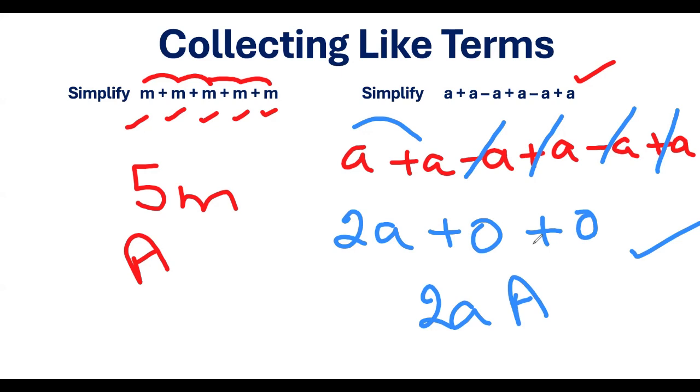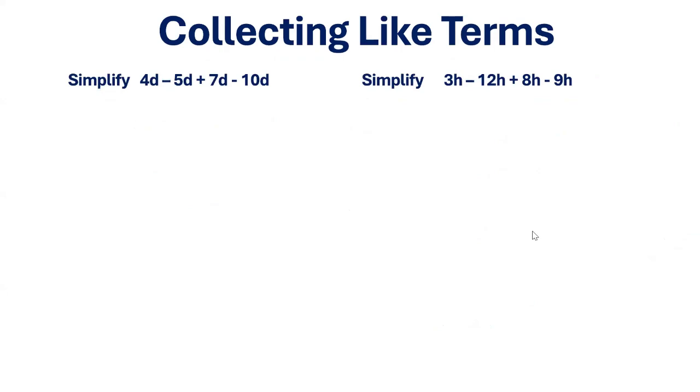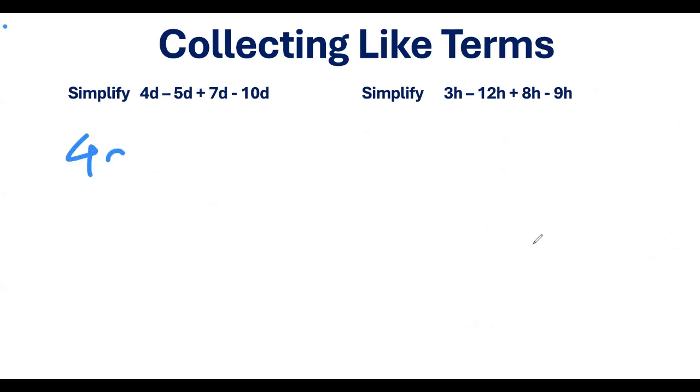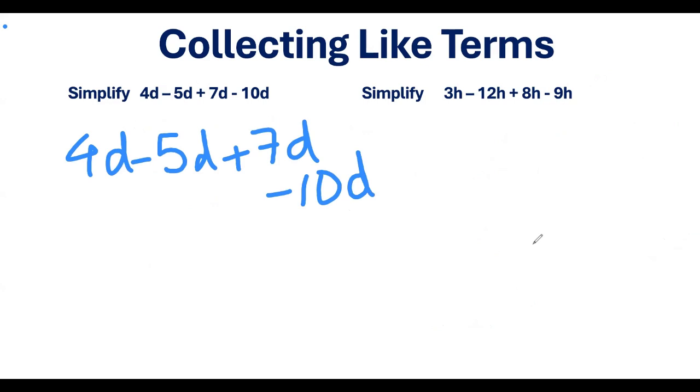Next question is 4D minus D plus 7D minus 10D. Let's solve it. 4D minus 5D plus 7D minus 10D. They are like because one variable has been used, D, D, D, and D throughout. So one variable is used for the full question. It means they are like terms.